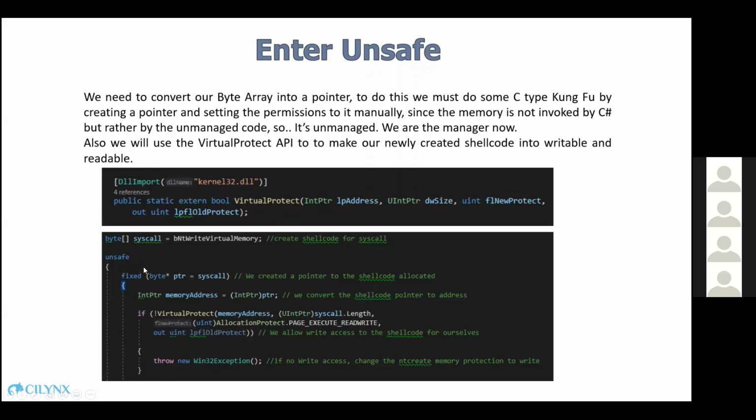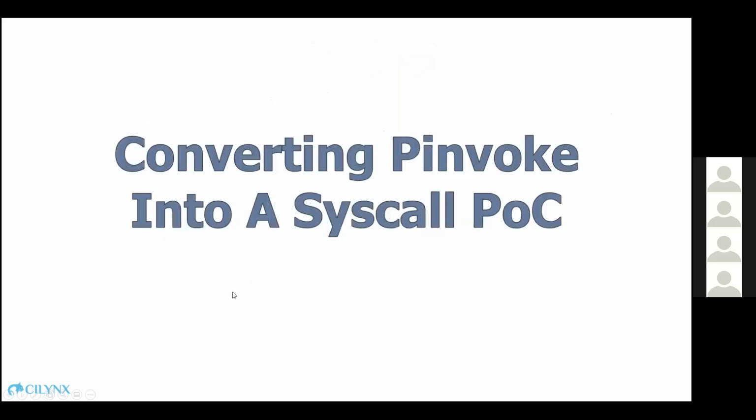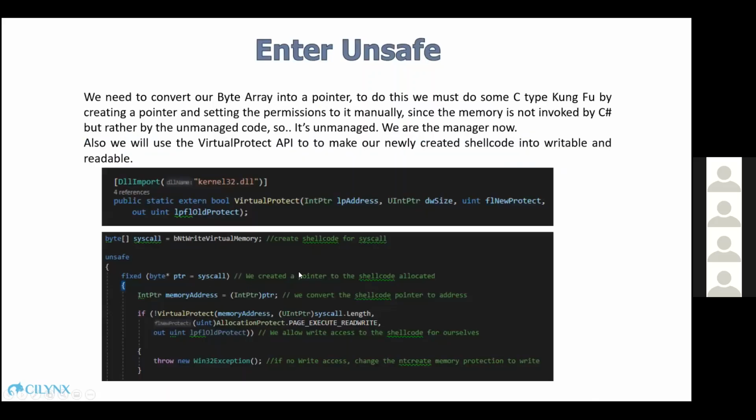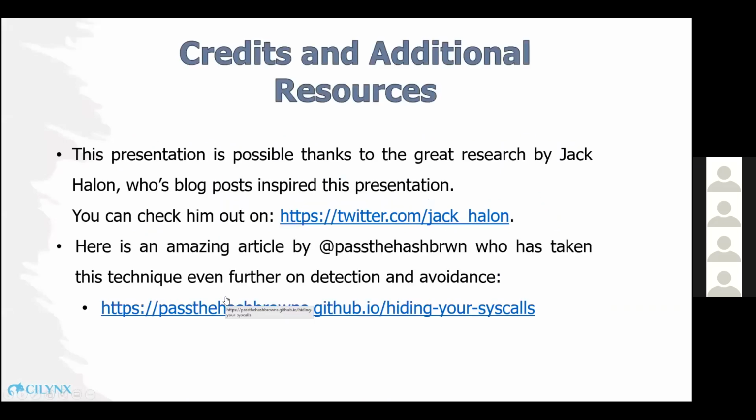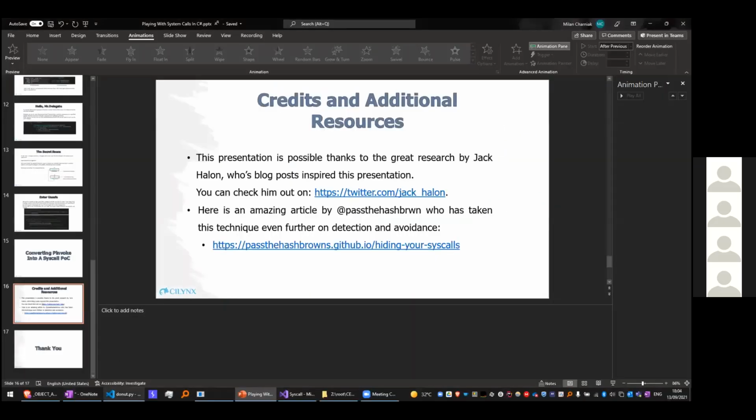Okay, so I'll repeat the process. We take this byte array, put it in memory, create a pointer to that memory, and make sure that that memory is actually readable to us. Okay, so now we have the actual syscall in memory. Let's use it. Let's actually use it. So this is how it looks in the end.